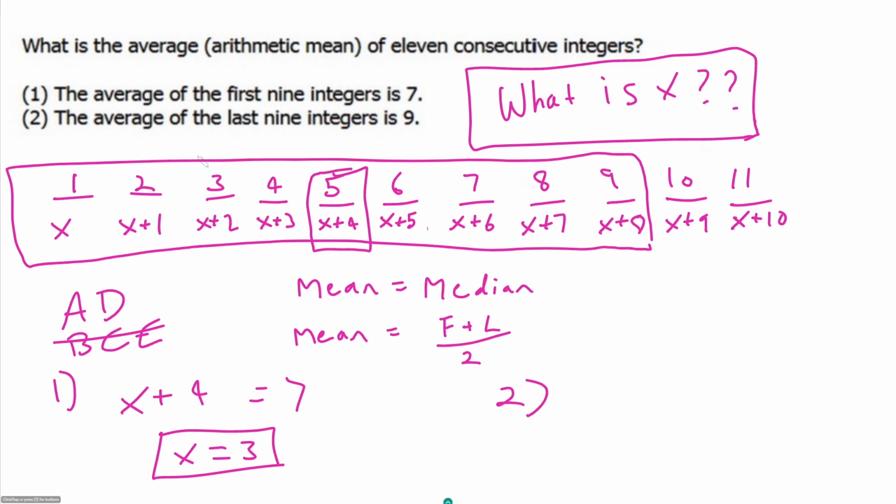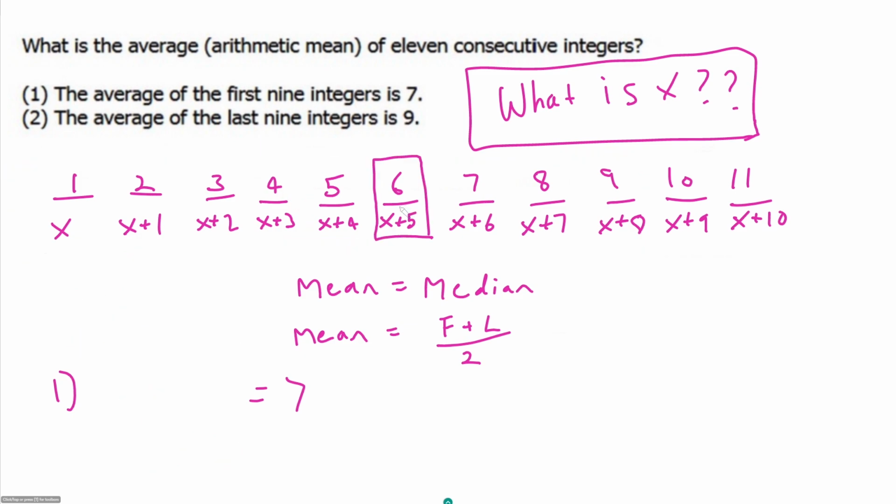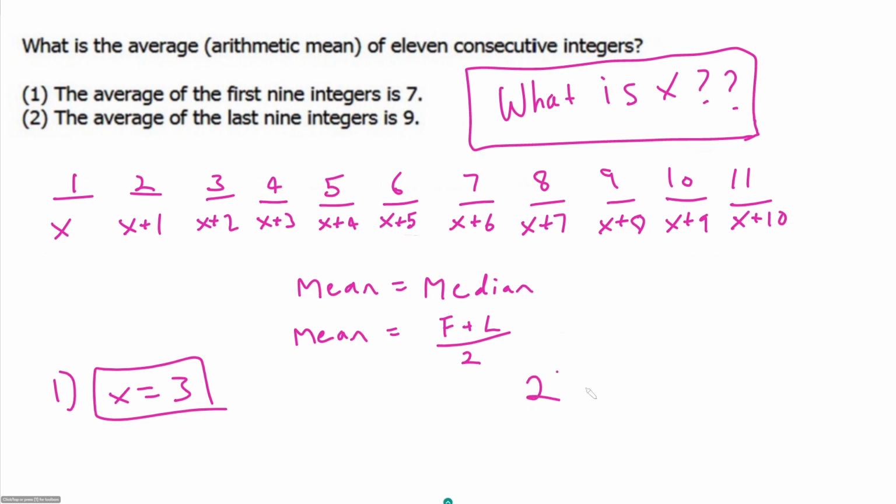The average of the last 9 integers is equal to 9. So once again, I can sort of see here this will be sufficient as well, because even before I actually solve it, I know I will be able to solve it. So statement 1, we said x was equal to 3. So we should get the same thing for statement 2.